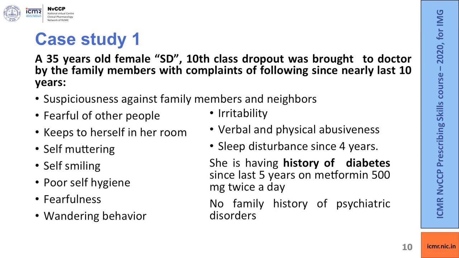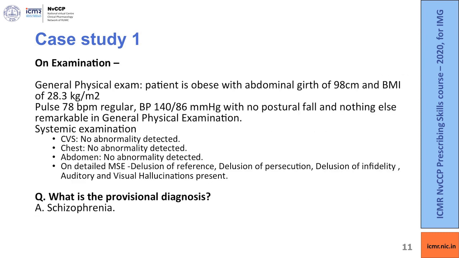She has history of diabetes for the last 5 years and is on metformin 500 mg twice a day, but there is no family history of psychiatric disorders. On general physical examination, you find she is obese with a BMI of 28.3. There is nothing else remarkable in the general physical examination.